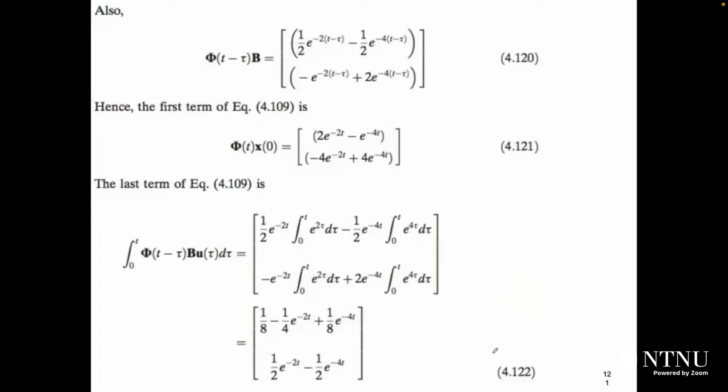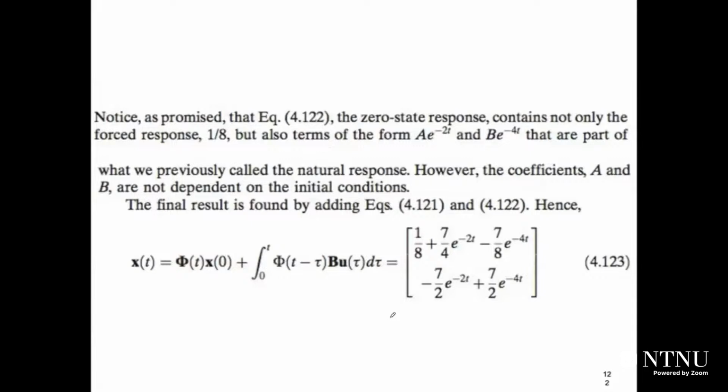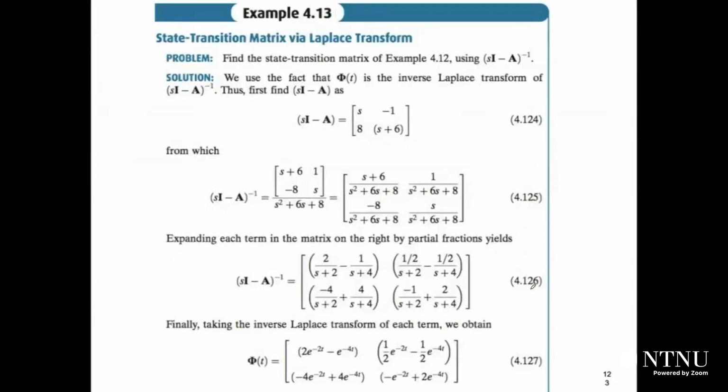After that, you need to find phi of t minus tau multiplied by b, and phi of t multiplied by x of 0. Substitute to find this integration. And finally, just combine your solution to get x of t. So x of t will be phi of t multiplied by x of 0 plus this integration. So you will get x of t. Now you have x1 of t and x2 of t.